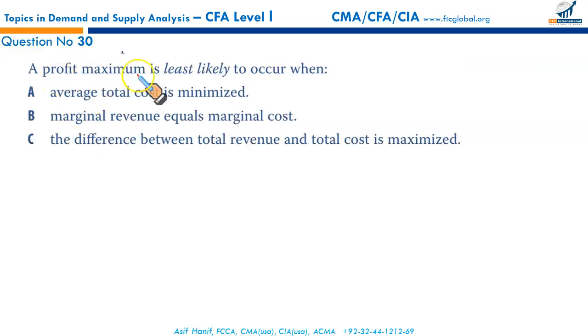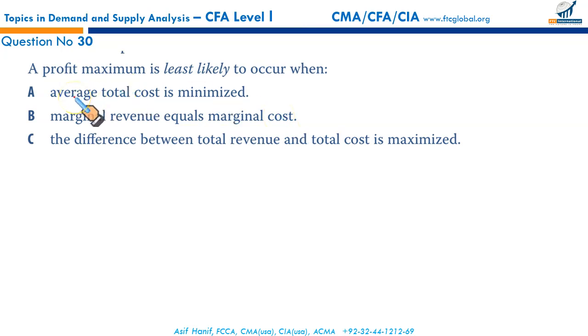A profit maximum is least likely to occur when? Whether it's perfect competition, monopoly, or monopolistic competition, profits are maximized when the marginal revenue equals marginal cost. That's what we have already learned, already settled.